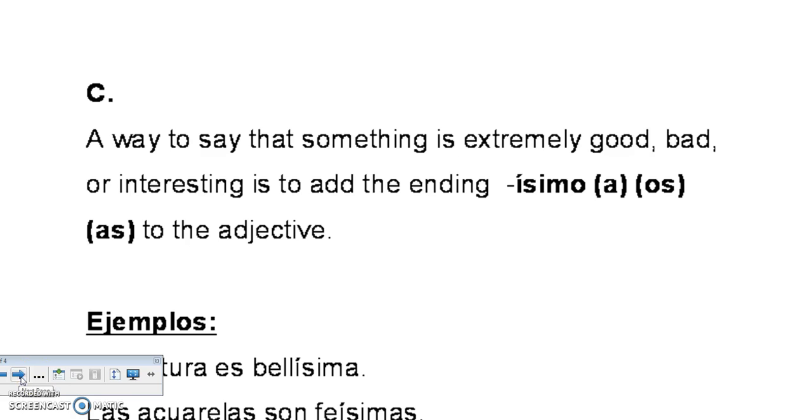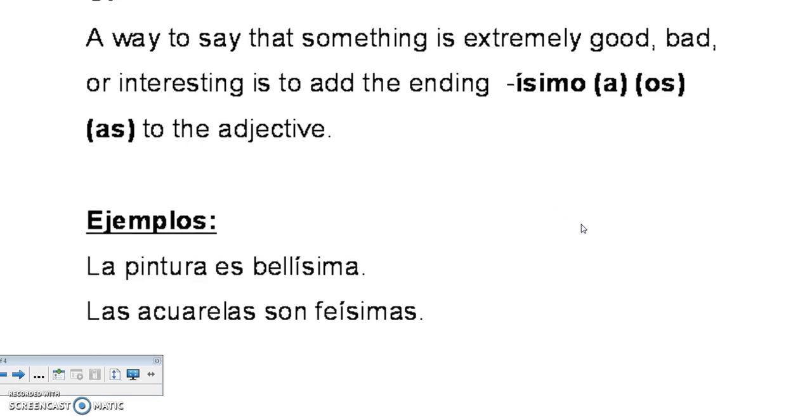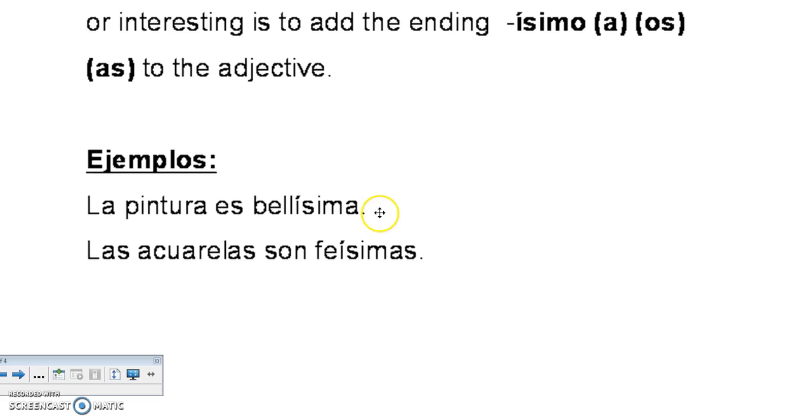Okay, letter C, this might be sort of new to you guys. A way to say that something is extremely good or bad or interesting is to add the ending -ísimo. And that also has to match. So it could be ísimo, ísima, ísimos, or ísimas added to the adjective. So, por ejemplo, la pintura es bellísima. It is extremely beautiful. So instead of bella, we're adding bellísima. Notice that the -ísima ending matches that of the noun pintura. And your second example, las acuarelas son feísimas. So the watercolors are extremely ugly.